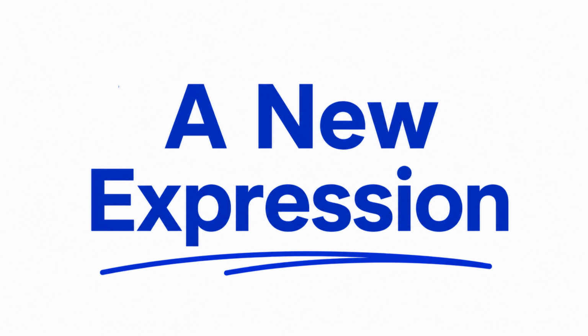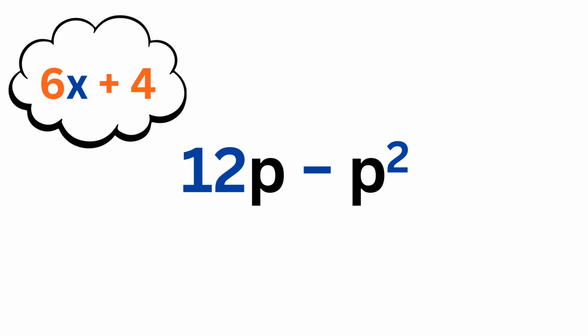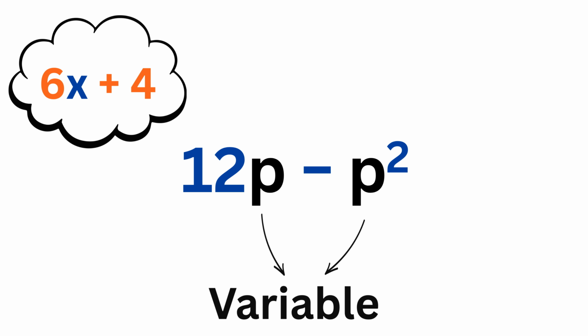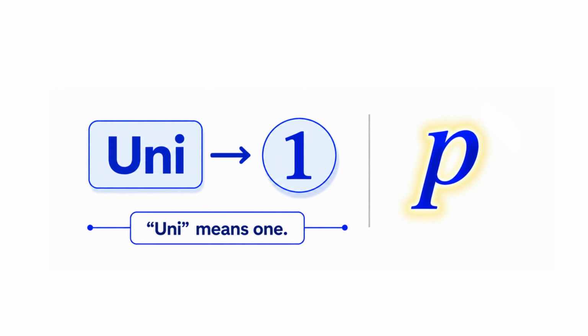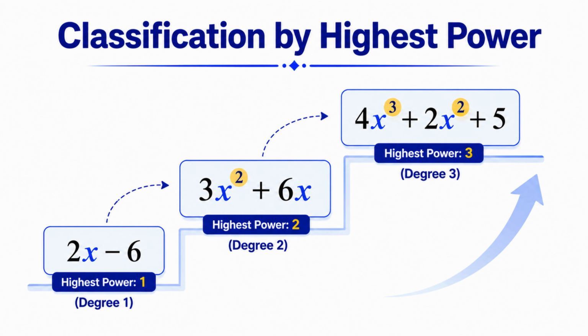Now consider another expression, 12p minus p squared. Just like the previous expression, this expression also contains only one variable. Expressions involving exactly one variable are called univariable polynomials. Uni means one. And once powers of variables begin appearing, mathematics starts classifying these expressions according to their structure.